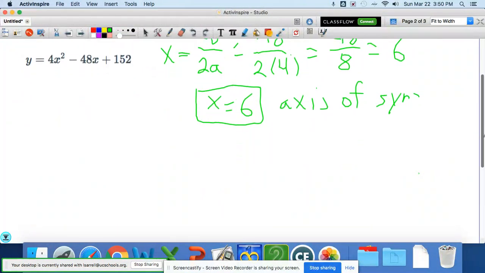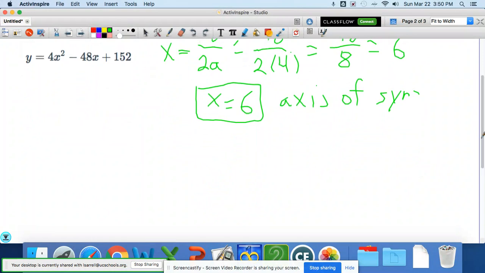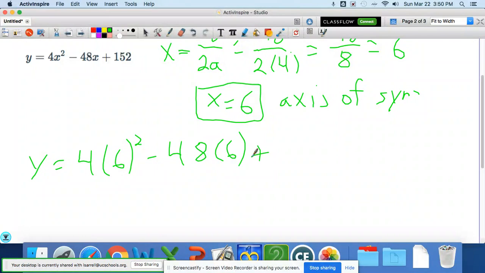But from there, it's mostly calculator work. So in our standard form, as I said earlier, the right-hand side is all numbers except for the x's, but now we know what x is. So y equals 4 times x, which is 6 squared, minus 48 times x, which is, again, 6, plus 152.